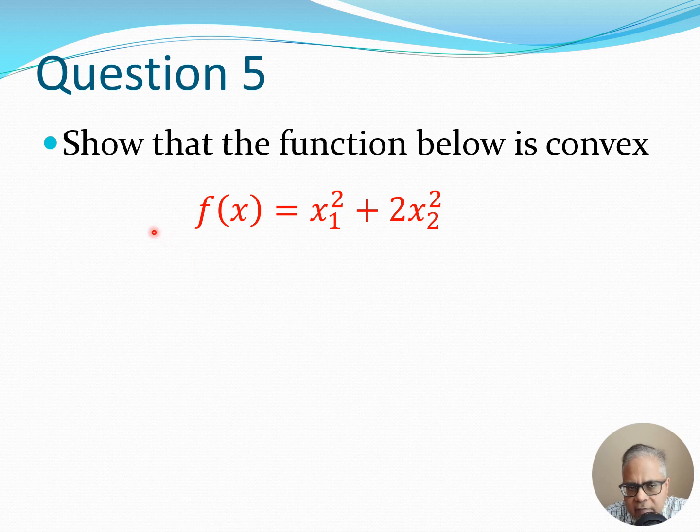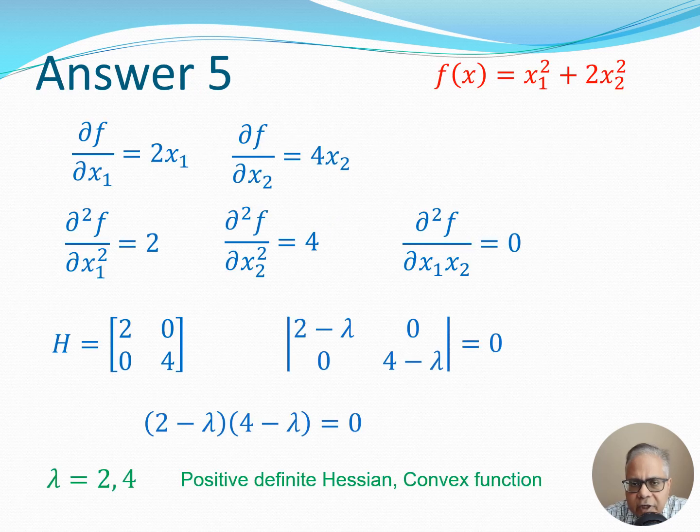Now question number 5 says show the following function is convex, and the function is x1 squared plus 2 x2 squared. The previous functions were all functions of a single variable, so it was very easy to get the second derivative and check. When you have a multivariate function like this, you have to look at the Hessian matrix.